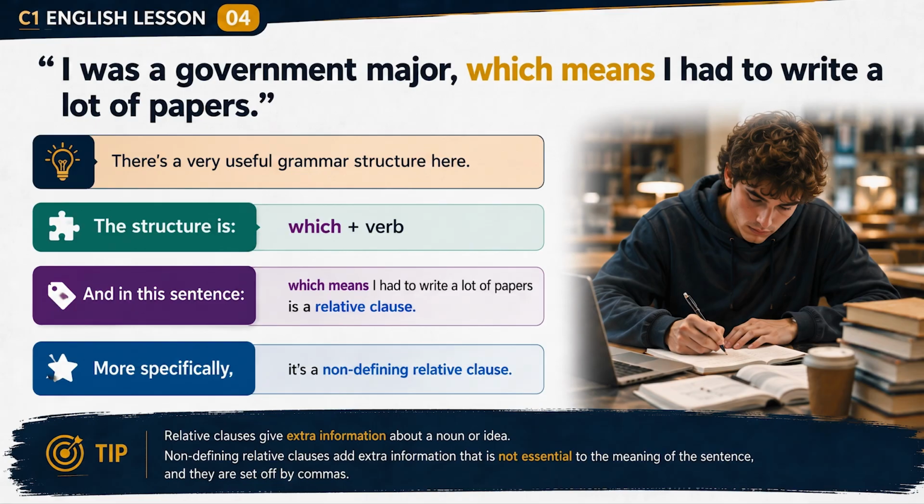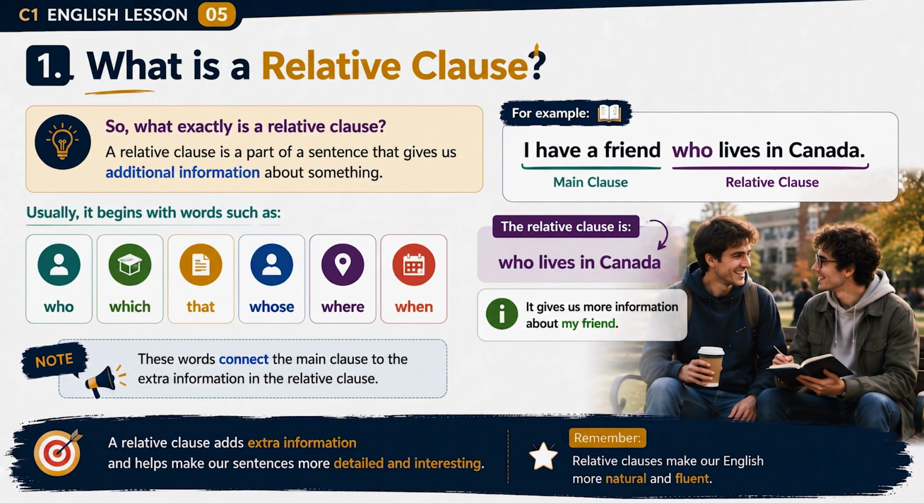What is a relative clause? A relative clause is a part of a sentence that gives us additional information about something. When you want to add additional information about something, you can use a relative clause to make your sentence more advanced. Usually, it begins with words such as who, which, that, whose, where, when. For instance, I have a friend who lives in Canada.